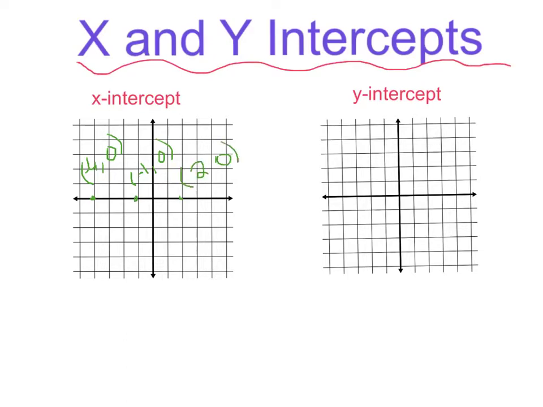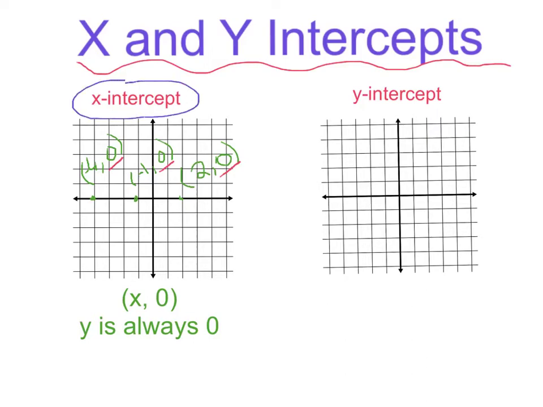So what do you notice about those 3 points? What do they all have in common? What you should notice is that on the x-intercept, all points on the x-axis, they all have the same value for y, and that is 0. So for every x-intercept, y is always 0. So this information we will use to do the problems in this lesson.